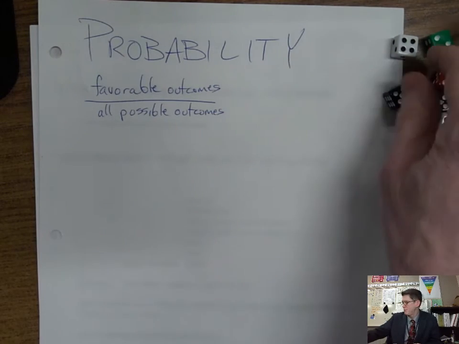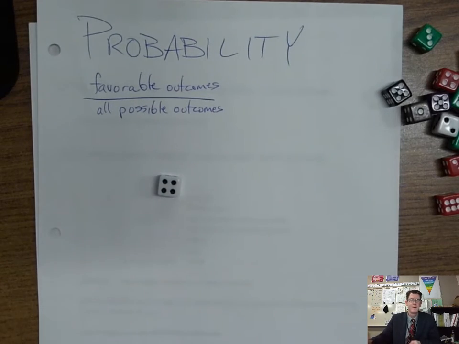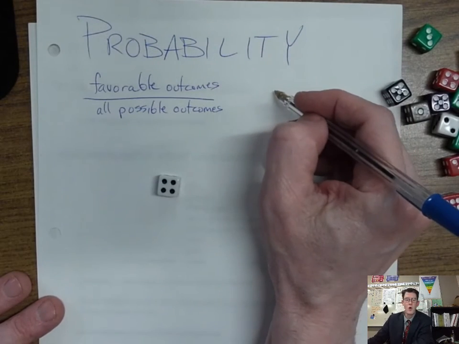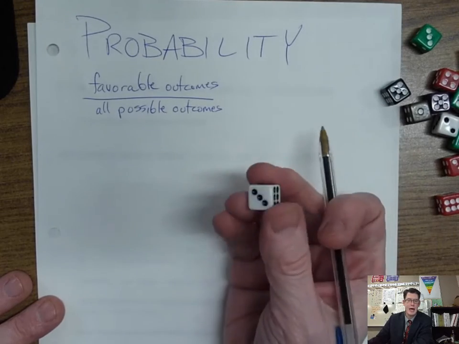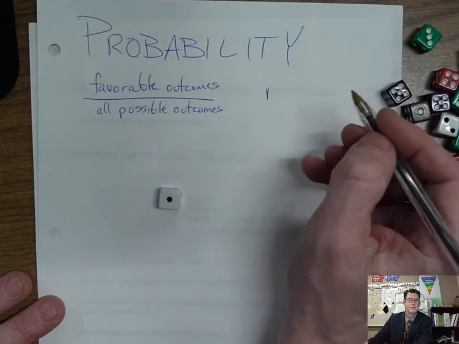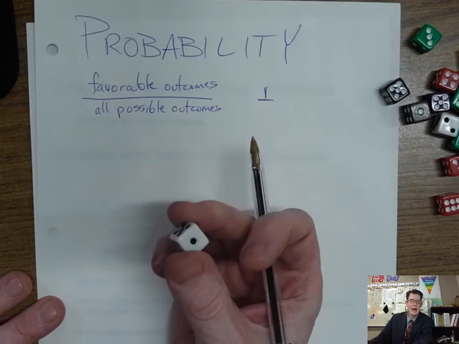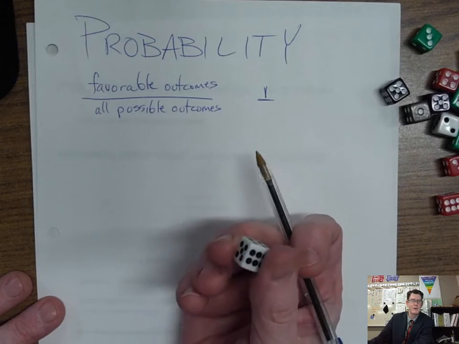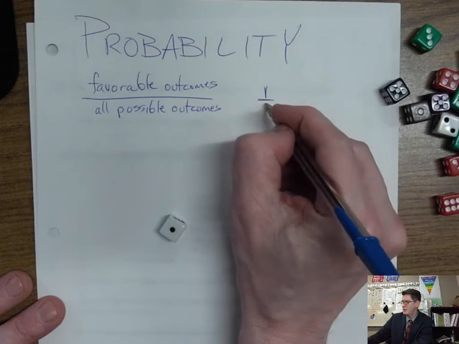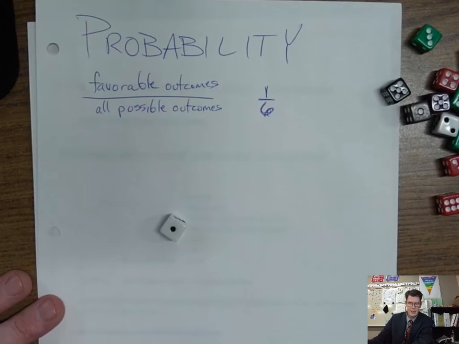So for example, if I'm going to roll a dice, what's the probability of rolling a 4? Well, of rolling a 4, on this dice, how many 4s are there? Well, there's only one 4. That's the favorable outcome, that's the 4. And how many numbers could it be? What are the number of different options, the number of different sides? Well, there's 6. So 1/6.